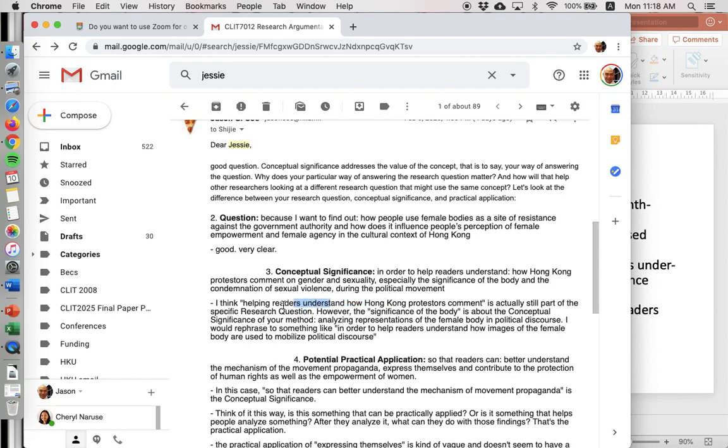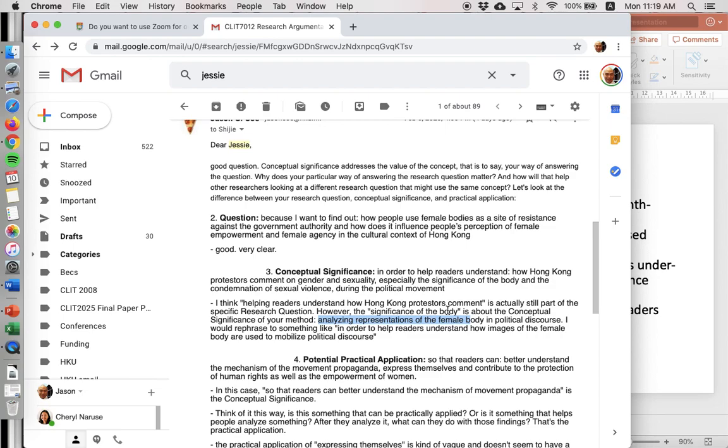Okay, the question is, how do Hong Kong protesters comment, using female bodies? That's still the question. But the significance of the body is the conceptual significance, okay? That's the methodology. So analyzing representations of the female body in political discourse, that's what's conceptually happening. So this is different from the question. The question is, how do bodies get used? The concept is focusing on the bodies and what bodies do.